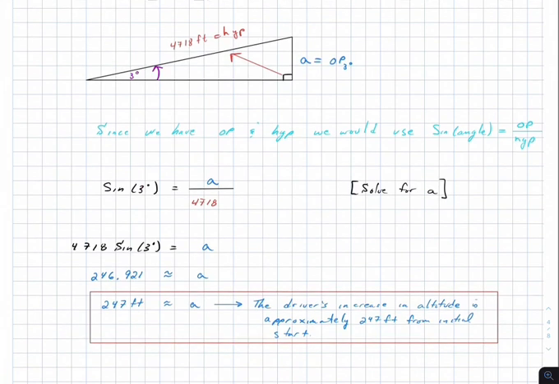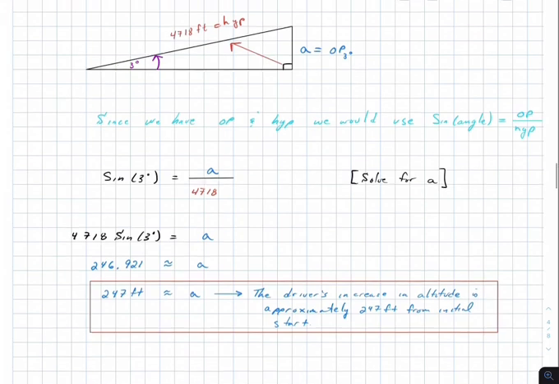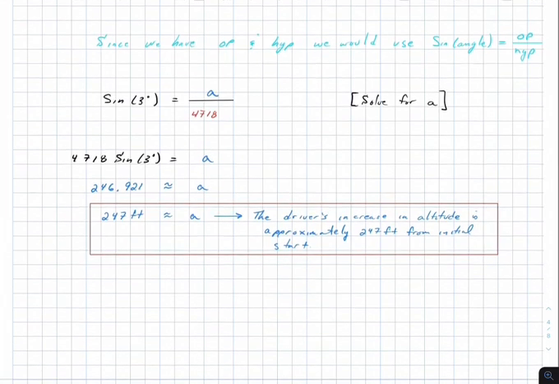So, I just did my substitution and solved for A. So, how did I solve for A? I just multiplied because it tells me what to do. It says divide A by 4,718. The inverse of division is multiplication. So I multiplied both sides by 4,718. Multiplying 4,718 times the sine of 3 degrees, in degree mode, gives us a rough approximation of 246.921, and that's nice for feet, but it said to round to the nearest foot.